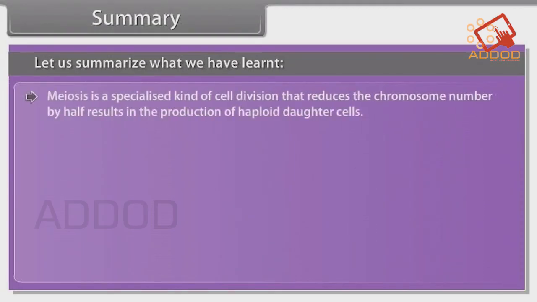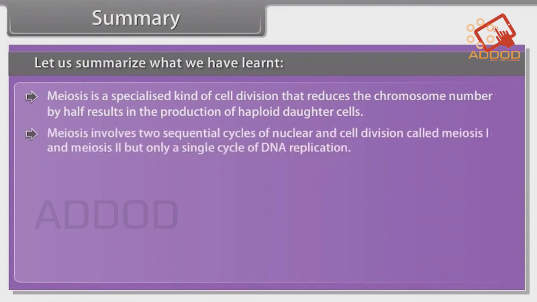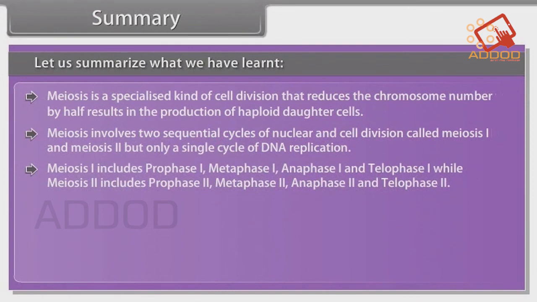Meiosis is a specialized kind of cell division that reduces the chromosome number by half, and results in the production of haploid daughter cells. Meiosis involves two sequential cycles of nuclear and cell division called Meiosis I and Meiosis II, but only a single cycle of DNA replication. Meiosis I includes prophase I, metaphase I, anaphase I, and telophase I, while meiosis II includes prophase II, metaphase II, anaphase II, and telophase II.